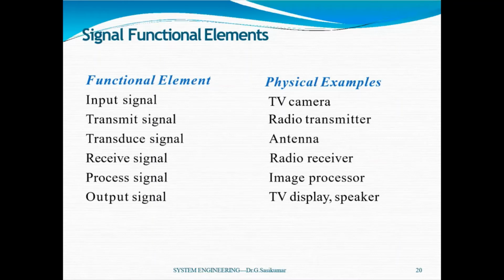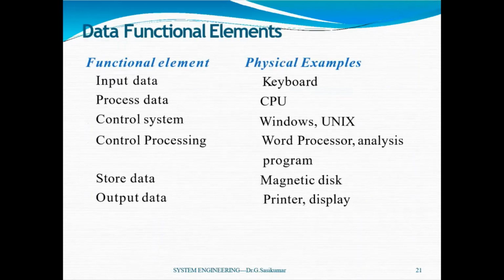So this is what we saw in the video, where Pranav Mistry is using a camera and a transmitter, and he has an internet connection for the antenna and radio receiver, and he has one image processor, and he also has a display. The display and speaker, maybe you can use on any wall or any paper, based upon your need. So these are very good examples for signal function elements.